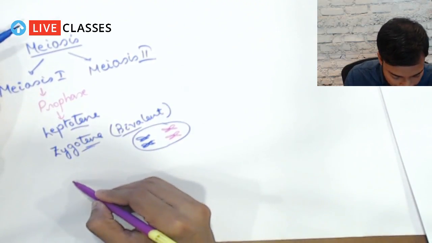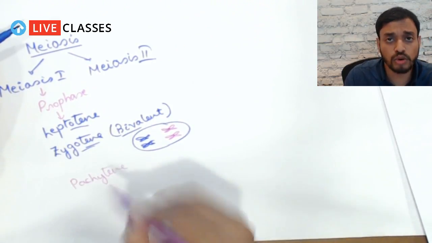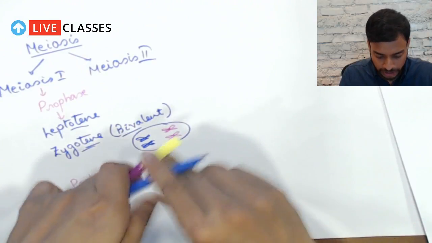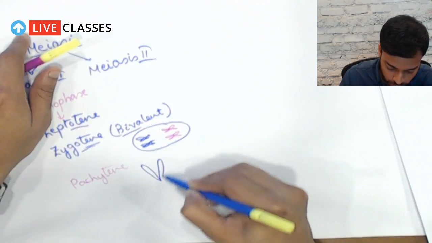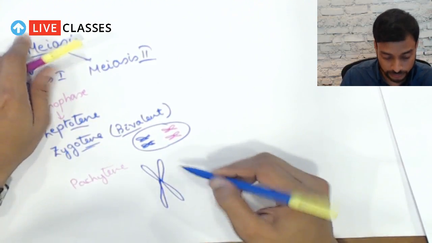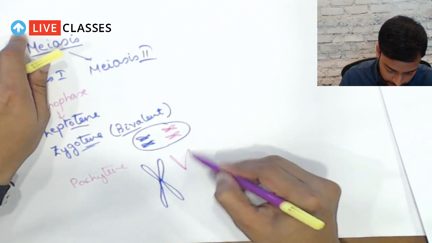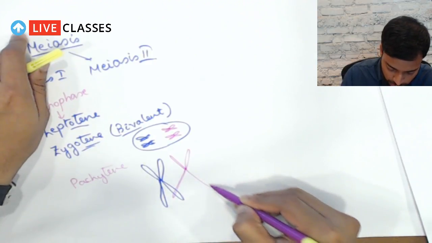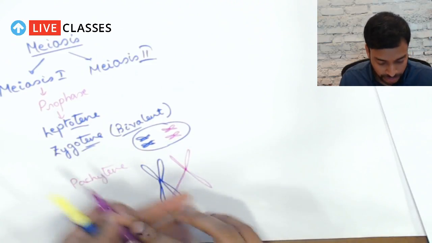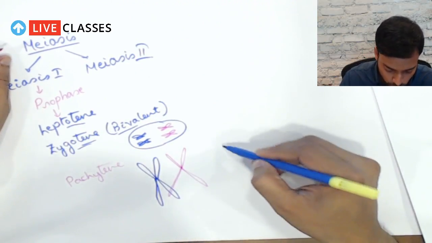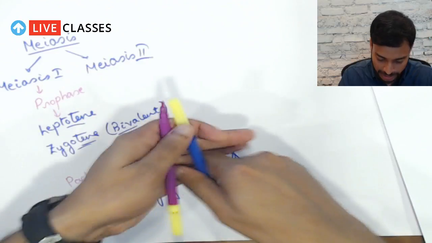Next, we have pachytene. Pachytene stage. This is the most important stage. Why? Because here a very interesting thing happens, that is recombination. I'll show you. So let's suppose this is one chromosome. This is the second chromosome. Let's suppose this is from father. This is from mother. Now there is recombination, right? There is some recombination and genetic exchange over here. Now this can result in the formation of a chromosome which may look somewhat like this.